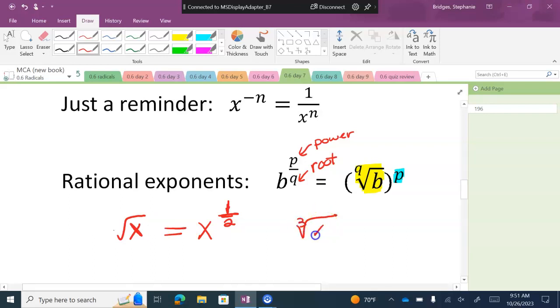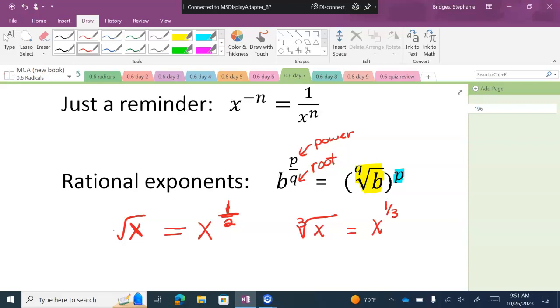So if I had the cube root of x, what do you think that would be? x to the 1/3 power. Okay, so they can either be written in radical form or they can be written in exponential form. That's the rational exponents that we are talking about right now.